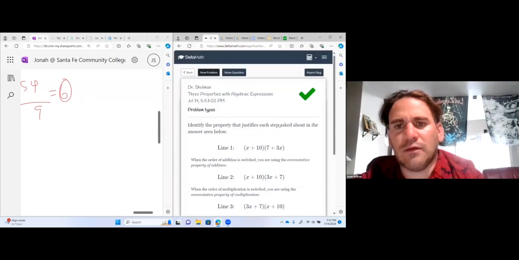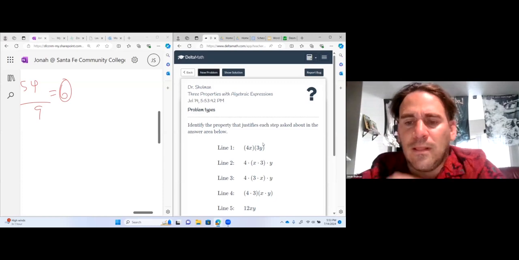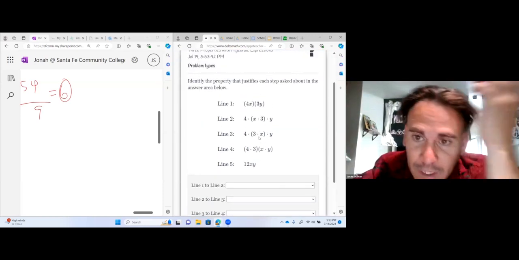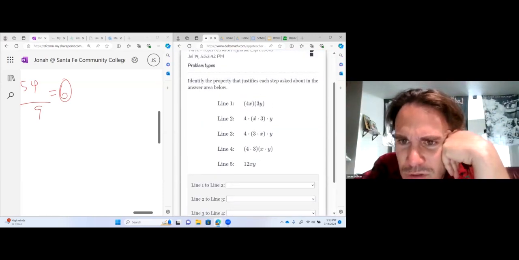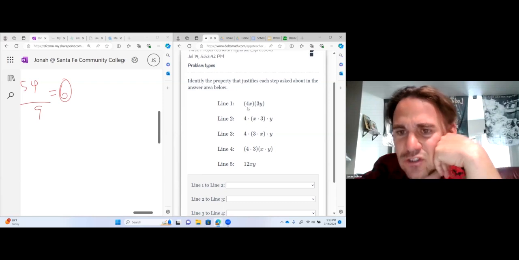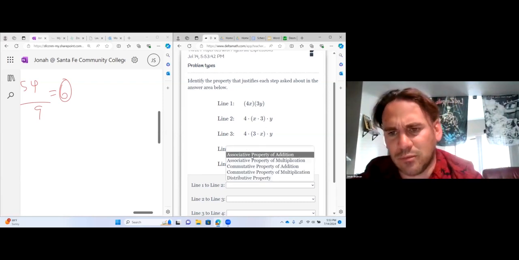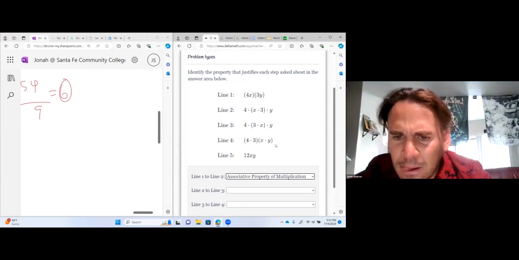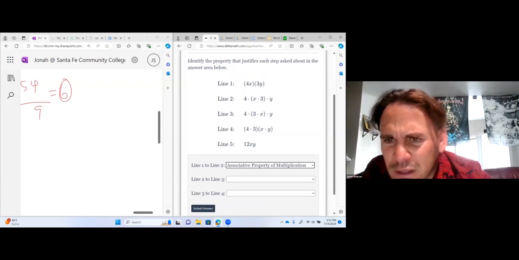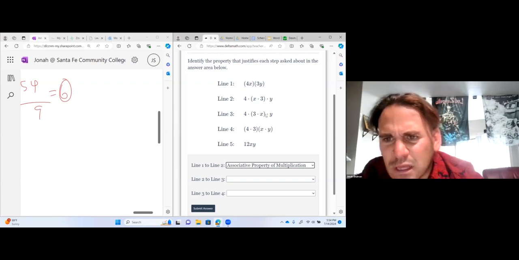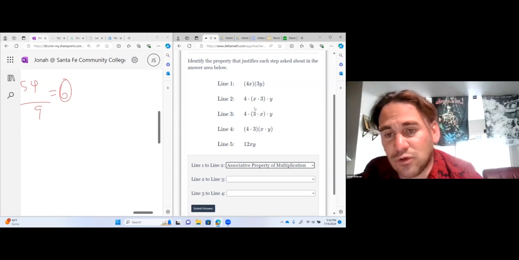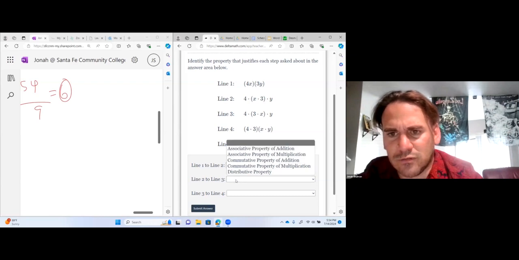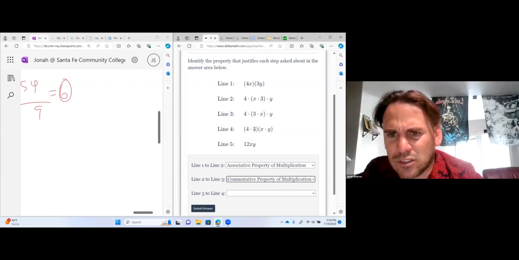Ta-da. All right, let's do one more for fun. This one looks good. So from line 1 to line 2, we changed the grouping. So that's the associative property of multiplication. Line 2 to line 3, 4 times 3. We changed the order, right? So this is the commutative property of multiplication. And then 3 to 4.